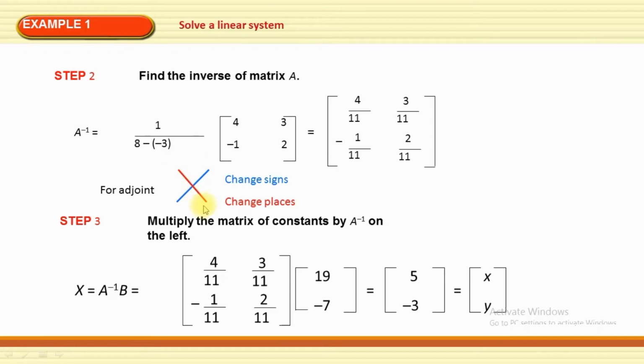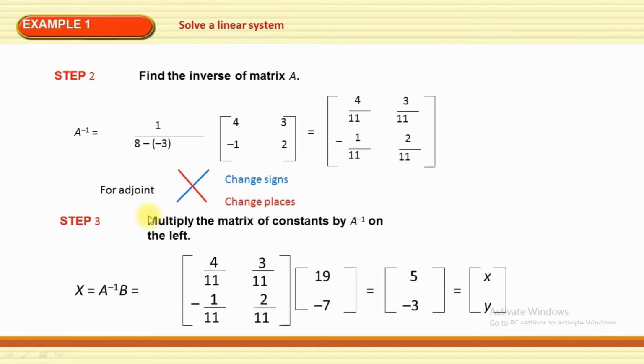Change the sign of this diagonal and change the position of the other diagonal. So we obtain the adjoint of the matrix as [4, 3; -1, 2]. Now, multiplying 1 over the determinant into the adjoint of the matrix, we obtain the inverse of the matrix: [4/11, 3/11; -1/11, 2/11].